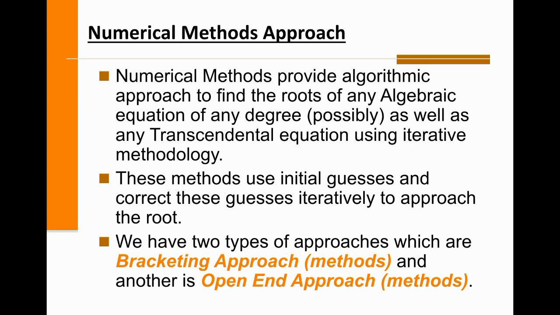Now, what do numerical methods do in that case? Numerical methods give an algorithmic approach, you can say an easy approach, to find those roots. In numerical methods we have two types of approaches to find roots. First we have the bracketing approach, and another one is called the open-end approach. Now what are these?